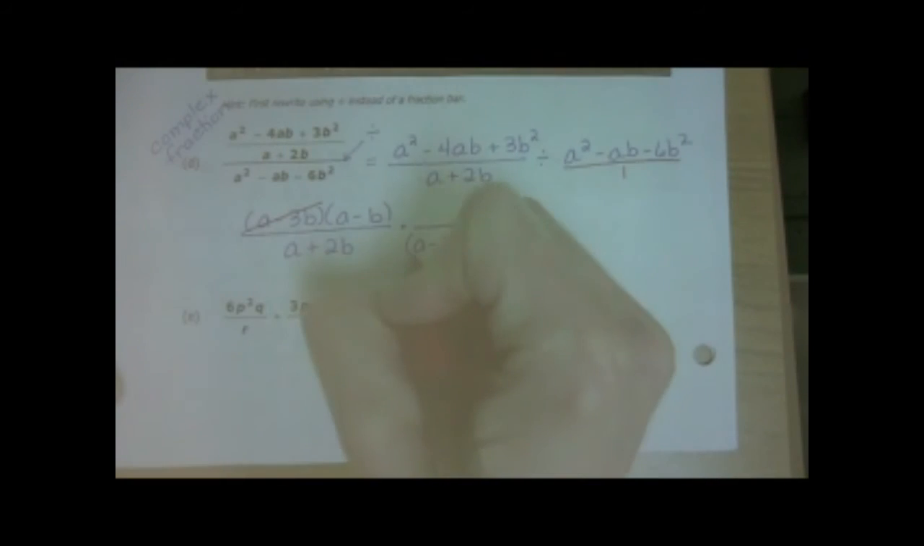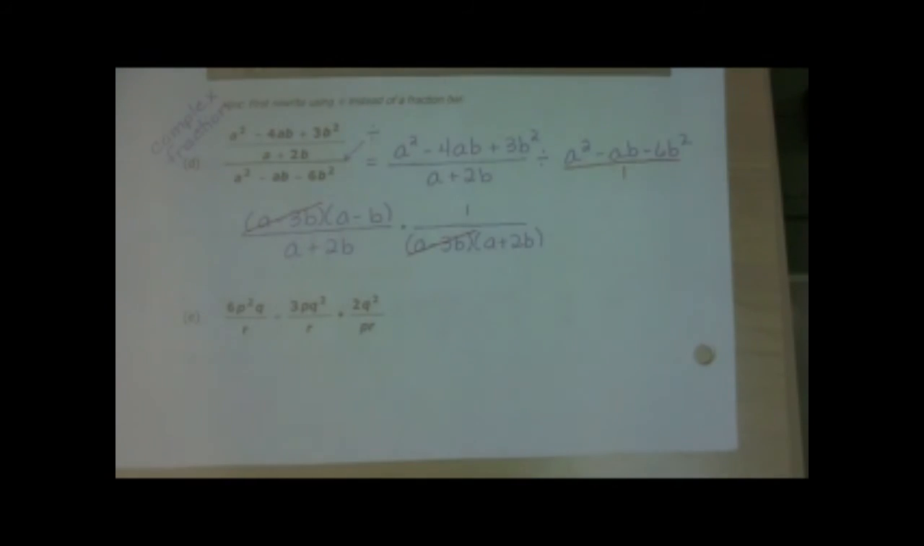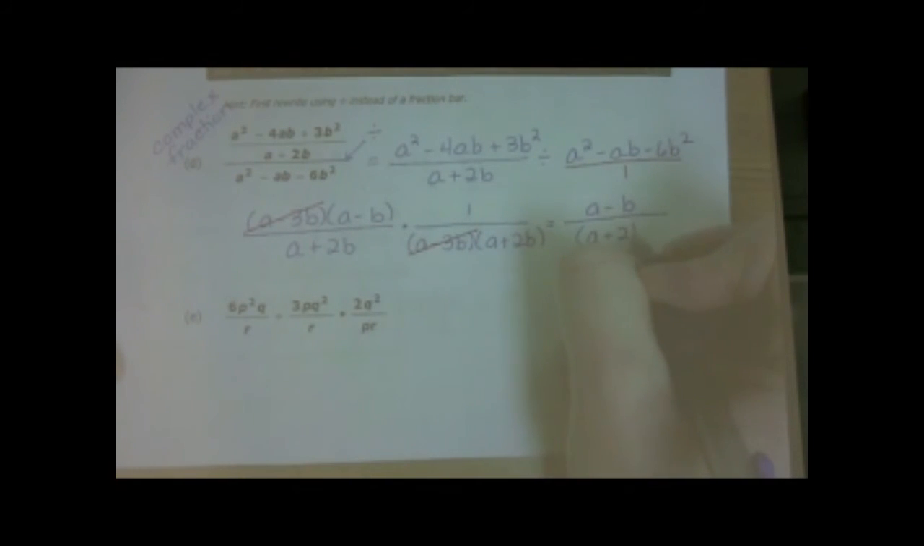All right, now I'm going to cancel. So I've got an a minus 3b on the top and on the bottom. So now that's the only thing I can cancel, because I can't cancel these because they're both on the bottom. One has to be from the top, one has to be from the bottom. So now just multiply across. On top, I've got a minus b. On the bottom, I've got 2 of these. So let's write it like this. A plus 2b quantity squared.